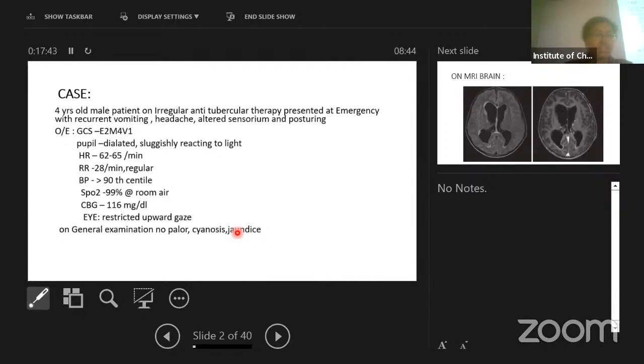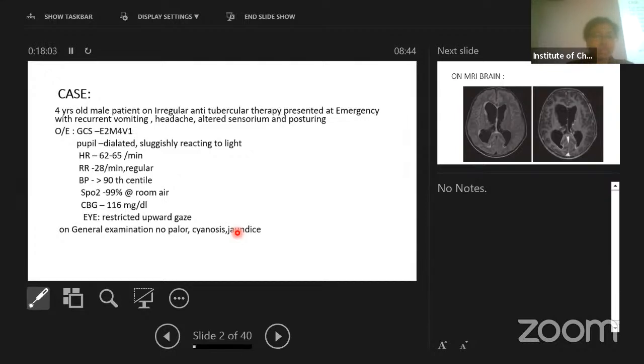On examination, GCS was E2, M4, and V1. Pupil was dilated and sluggishly reacting to light. Heart rate was 60 to 65 per minute. Respiratory rate was 28 per minute, which was regular. BP was more than 98th centile, and saturation was normal.